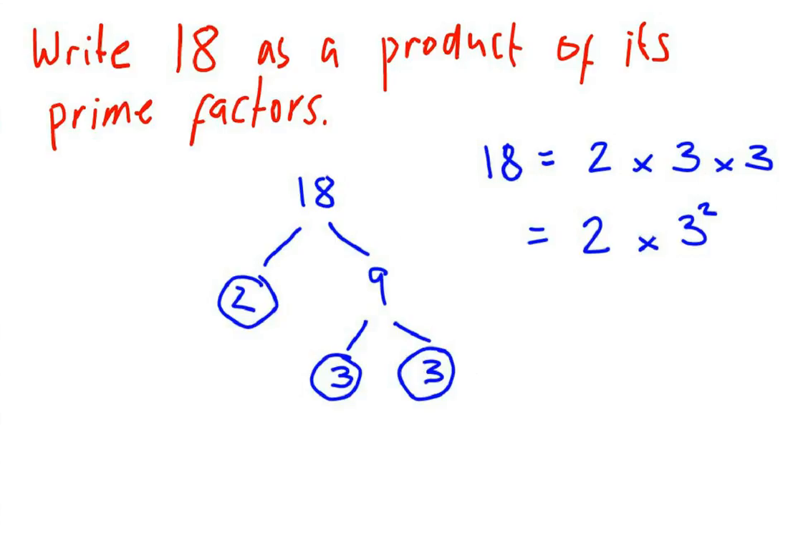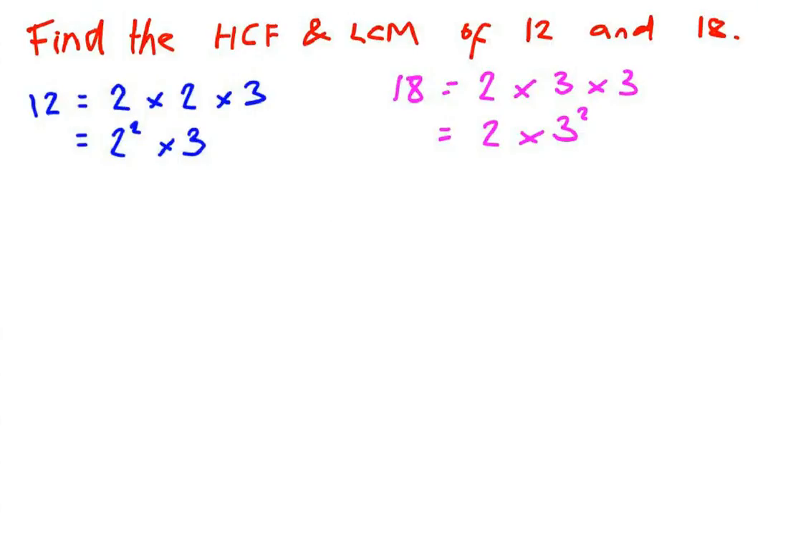So let's have a look. Okay, so now you'll get a question that says something along the lines of this: find the highest common factor, HCF, and lowest common multiple of 12 and 18. Now notice these are the two numbers that we've just done the prime factor trees for.